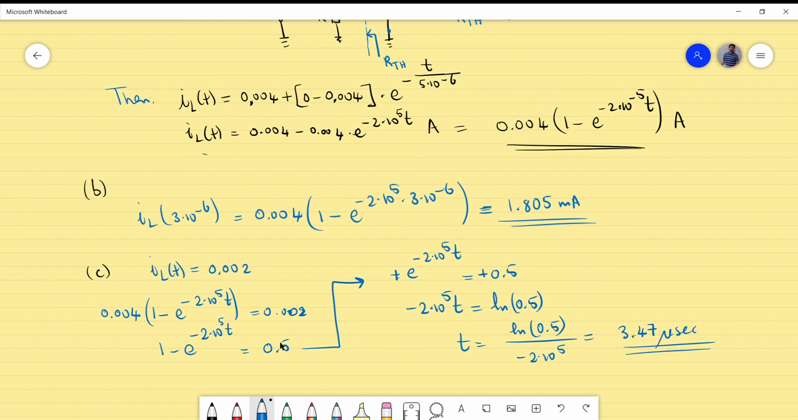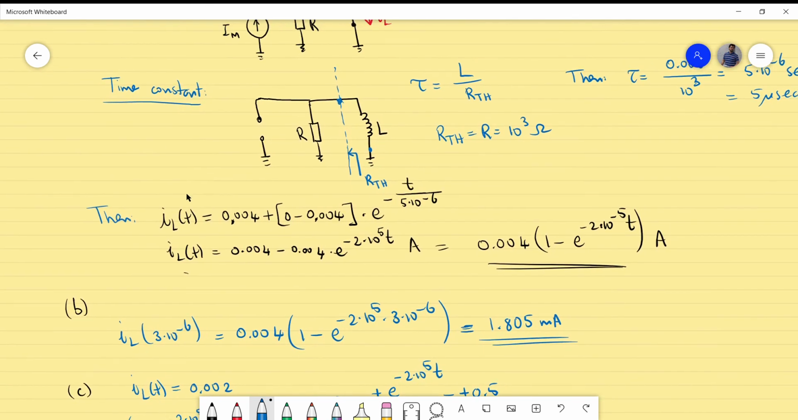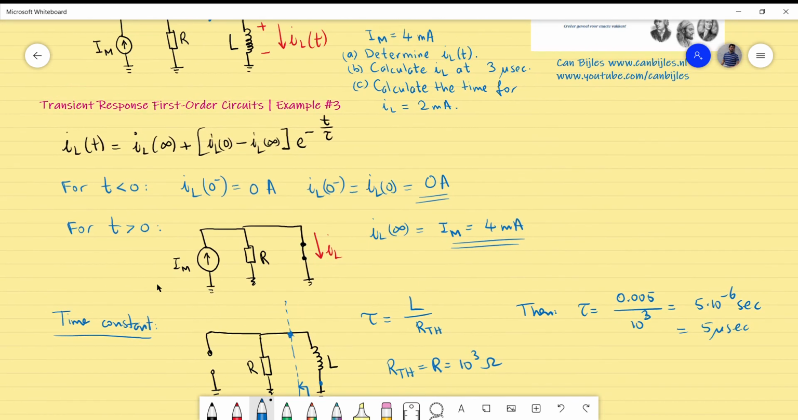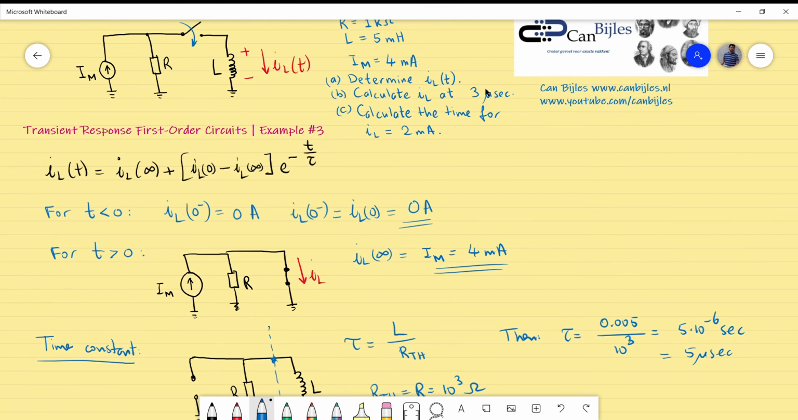So that was it for this exercise, for this example. We have a parallel RL circuit having a switch, and we have calculated these three situations: the expression for IL, the calculation of the current at a specific time, and also the calculation of the time for a given value of the inductor current.